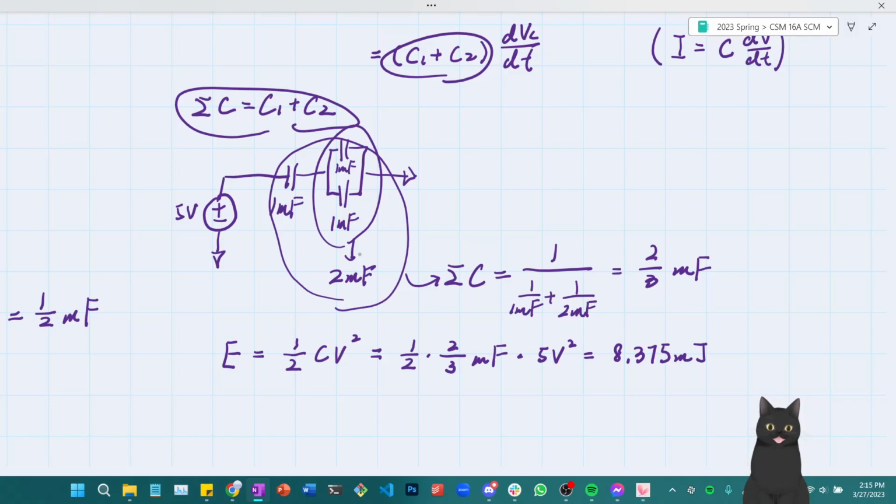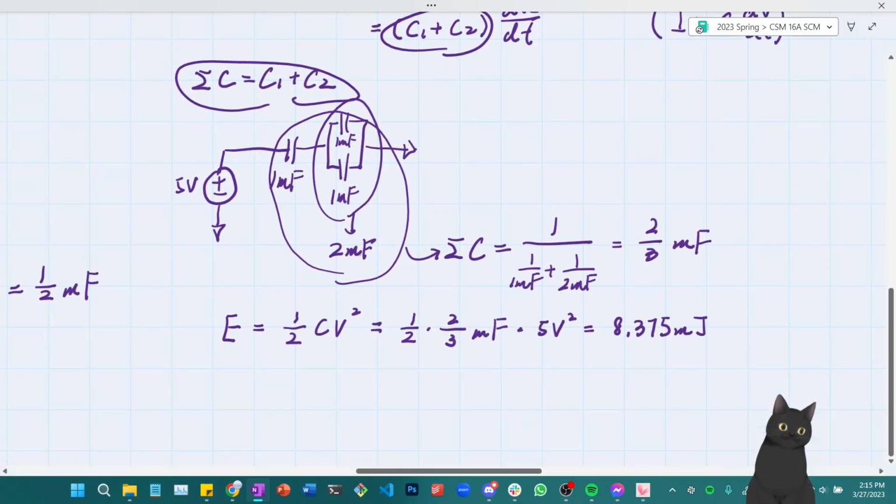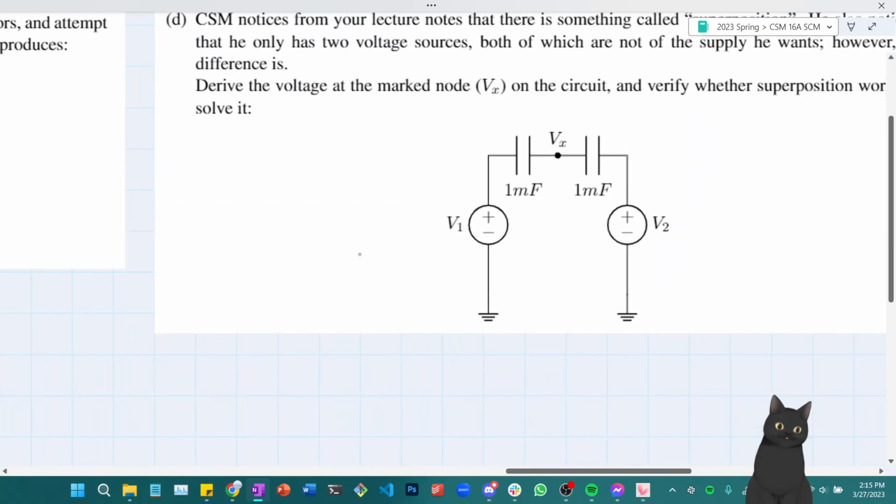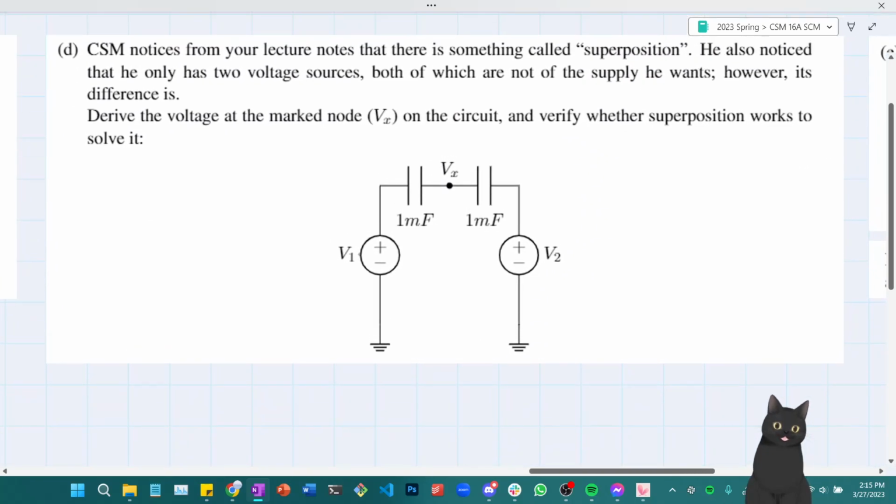Alright, let's try to move on to the next part of the question, which should be here. So now we are going to look at this slightly more complicated capacitor circuit. So now we have a circuit of capacitors with two voltage sources. Previously we learned a technique called superposition, but we don't know yet if superposition applies to capacitors. So let's try to solve for Vx using a conventional way first, and then test if superposition also works to solve this.